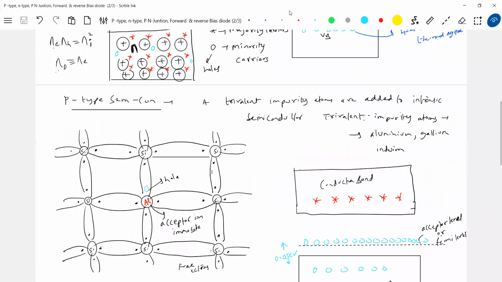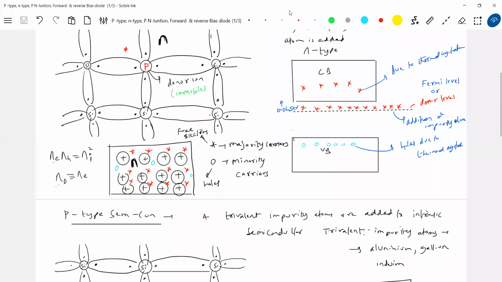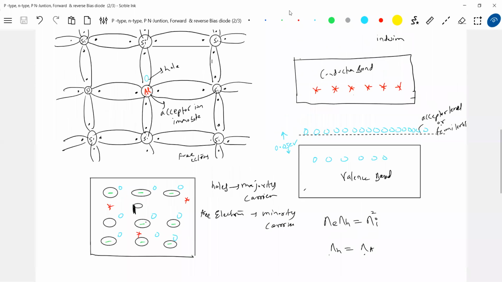Later, I'll be using these terms. You should have this basic picture here. The Fermi level for a p-type semiconductor will lie just above the valence band. The Fermi level for n-type will lie just below the conduction band. Overall, both n-type and p-type are electrically neutral. Write it nearby.